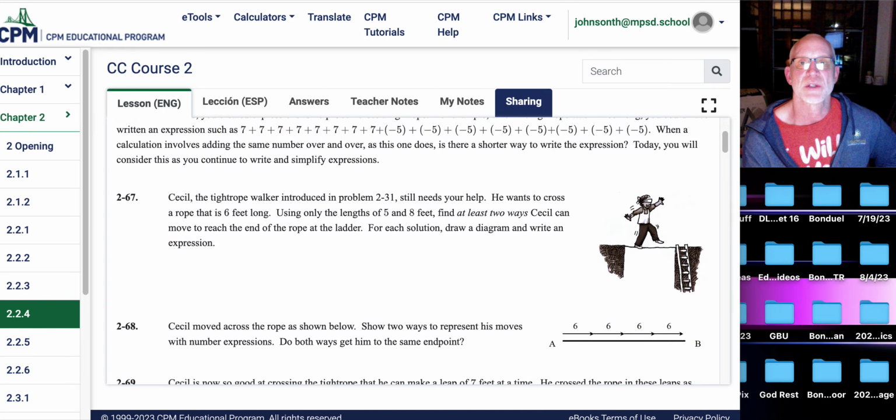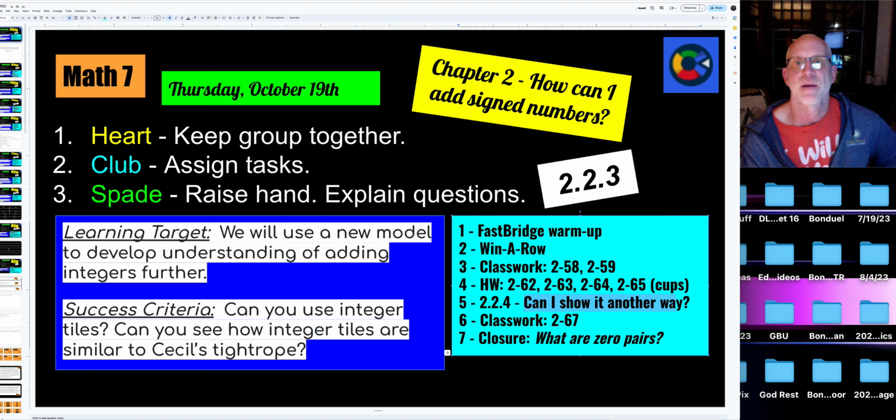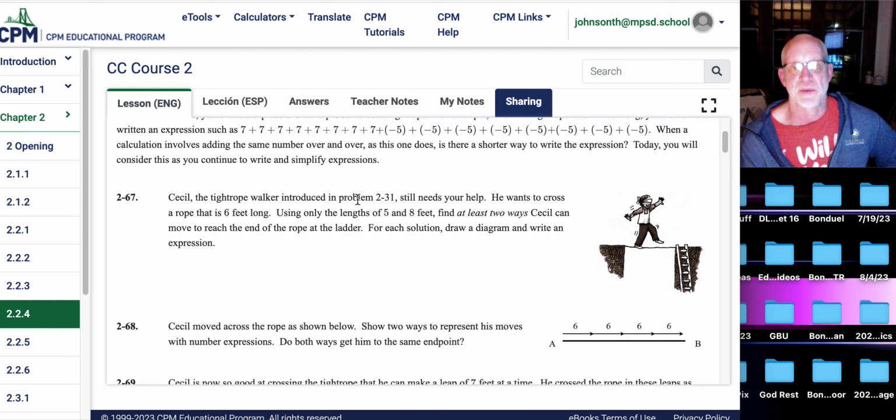So we're going to look at 2.6.7 in your groups. And that one says, Cecil, the tightrope walker, introduced in problem 2.31, still needs your help. He wants to cross a rope that is 6 feet long using only the lengths of 5 and 8. Find at least 2 ways that Cecil can move to reach the end of the rope at the ladder. For each solution, draw a diagram, write an expression. Okay? And we'll probably end right about there. And then our closure question is, what are 0 pairs? What are 0 pairs? And that's where we're closing for today.